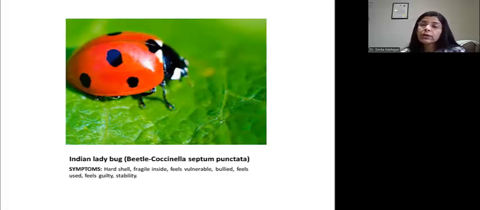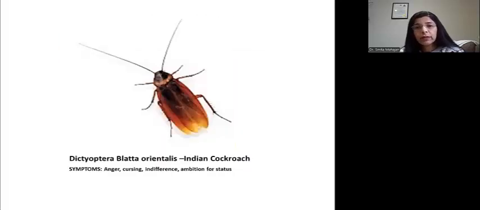Okay, and in return they will expect something, and when they don't get that, they feel depressed. So I have very good cases of depression of Coccinella. I will share sometime later, not today. Okay, so this is Indian cockroach, Dictyoptera blata orientalis. They have anger, cursing, indifference, ambition for status.